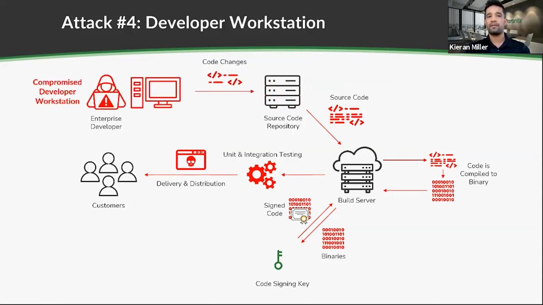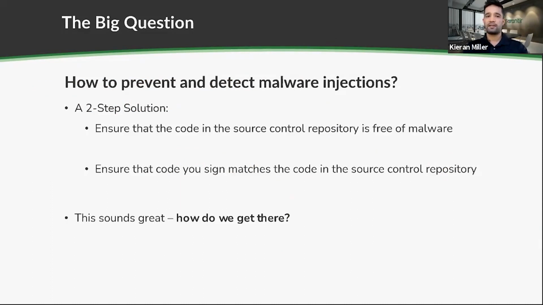And then the fourth attack vector is the developer workstation. So in this case, it could be the workstation itself that was compromised, or it could be that the developer is the insider threat. So in that case, the workstation or the developer is used to then push the change to the repository, which then cascades down. So how do we prevent against this, right?